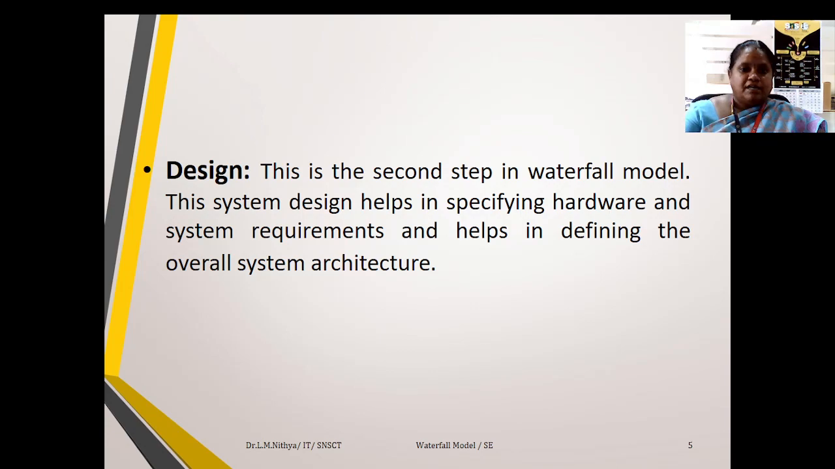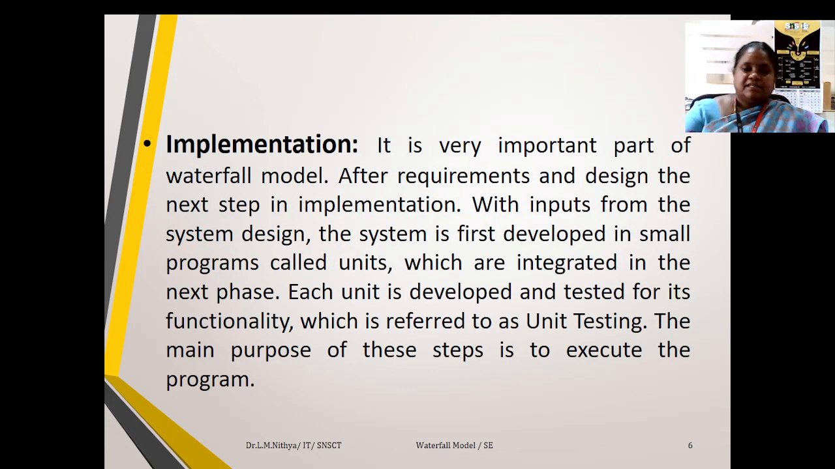Here your design helps in specifying your hardware and system requirements, and also helps in defining the overall system architecture. This is done based on the input from the previous phase, the requirement analysis phase. Next is the coding phase, which is the most important one in any model, where the output of design is converted into code. Here you write your programs, called units, which are tested immediately. These unit-tested components are integrated one by one to form your whole system. That is called the implementation phase.